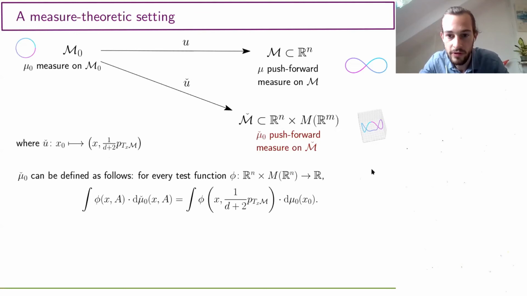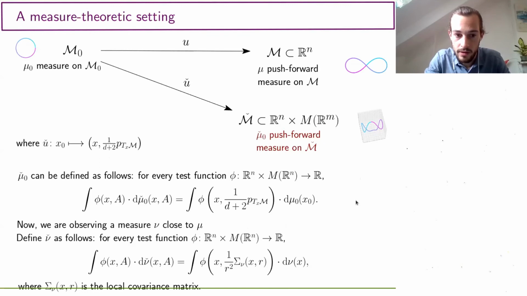So let me give you another definition of mu0 check. Here, it is a measure on the lift space. If I take a test function on the lift space, then integrating along mu0 check is the same as integrating along mu0 on the abstract manifold with this change of coordinates. Now, in practice, we are observing not mu, but nu, a close measure. And we will lift this measure in the lift space via this definition. So I take a test function, and I say that integrating along nu check is the same as integrating along nu in the Euclidean space with this change of coordinates, where sigma nu is the local covariance matrix for a measure.